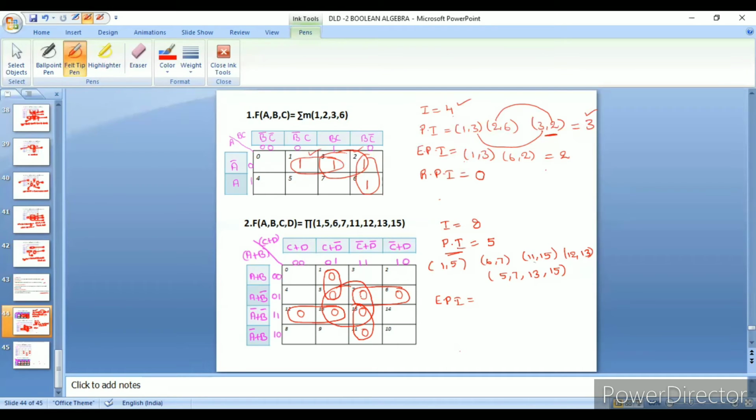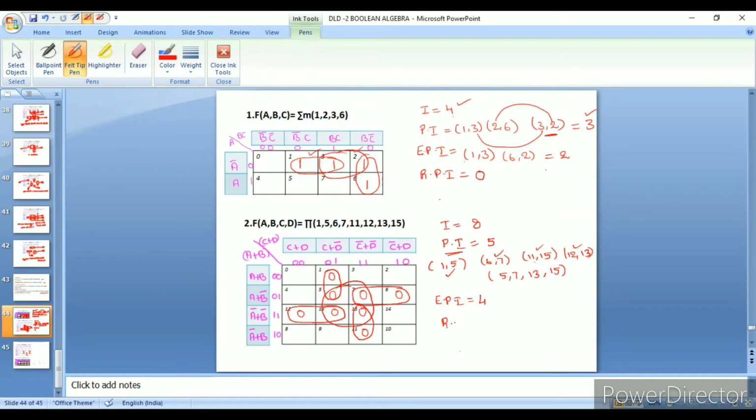Why is that? This particular 5 minterm comes under a pair and also under a quad. This particular 3 minterm is covered in this quad and pair also. This particular 15 is covered in quad and pair also. This particular 13 is covered in pair and quad. That's the reason the essential prime implicants are nothing but these 4 only: this one, this one, this one, this one. So these are the essential prime implicants.